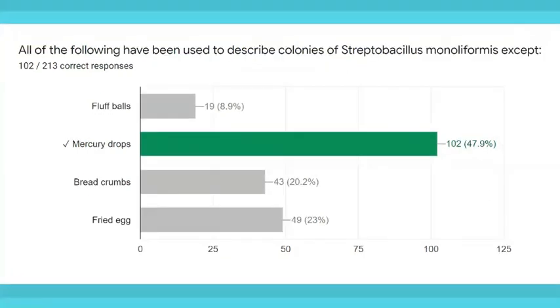All of the following have been used to describe colonies of Streptobacillus moniliformis except mercury drops. Streptobacillus moniliformis colonies have been described to be like fluff balls, breadcrumbs, or fried egg. The mercury drops colonies are associated with Bordetella.